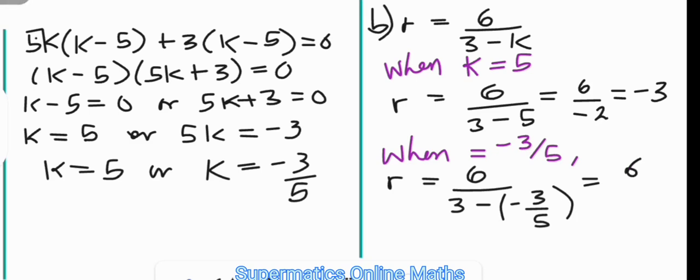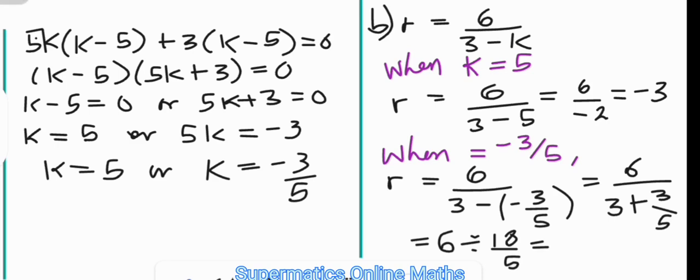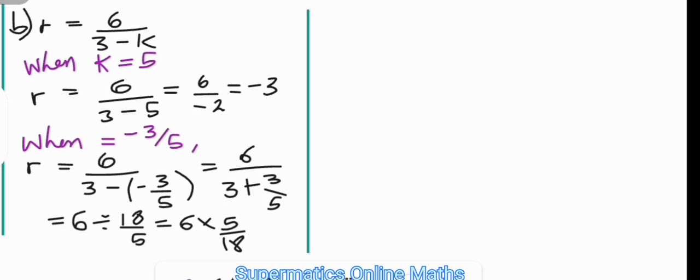This is 6 divided by the sum of 3 and 3 over 5. Simplifying further, this gives 6 as the numerator divided by the sum of 3 and 3 over 5, which is 18 over 5. That becomes 6 times 5 over 18, and 6 times 5 over 18 is 5 over 3. So the two possible values for the common ratio would be negative 3 or positive 5 over 3.